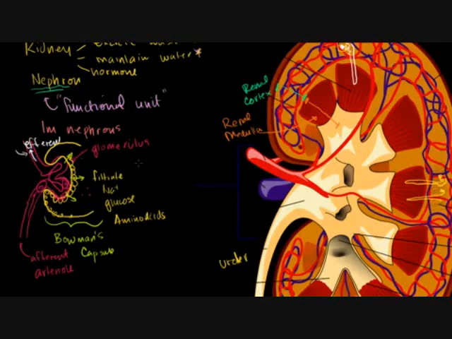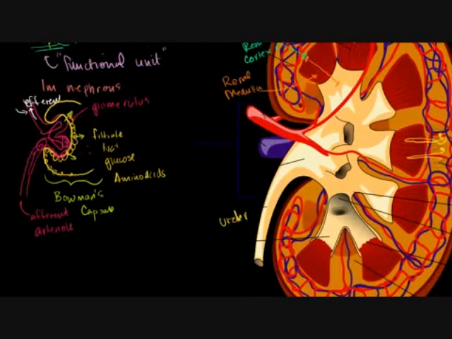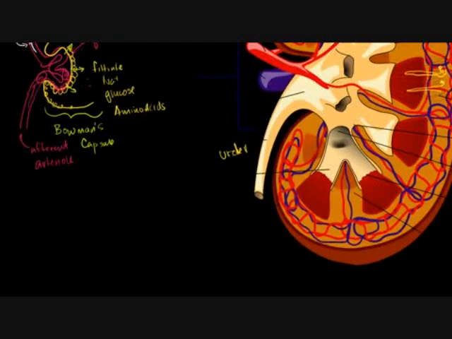Now what I want to do is zoom out a little bit, because I'm going to run out of space. So let me zoom out. So we had our arteriole go in, it gets all bunched in the glomerulus, and then most of the blood leaves, but one fifth of it gets essentially filtered into the Bowman's capsule. That's the Bowman's capsule right there. I've just zoomed out a little bit. So we have our filtrate here.